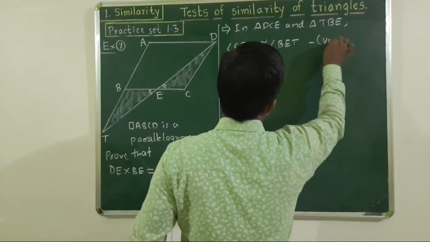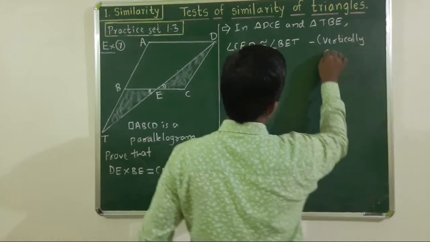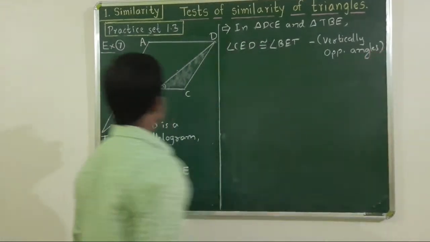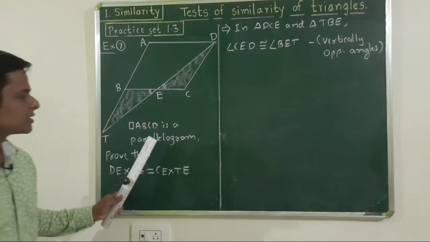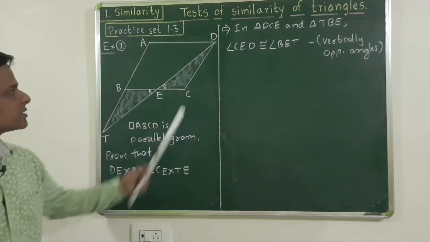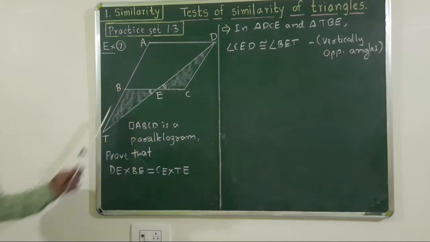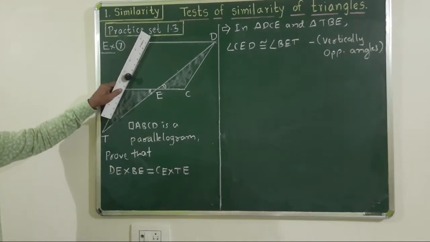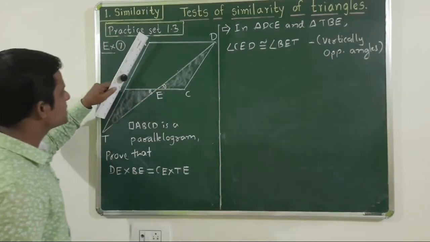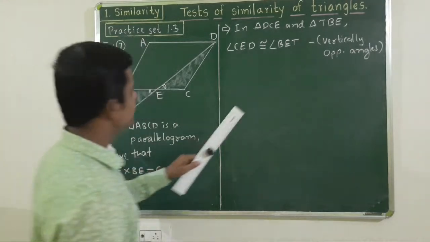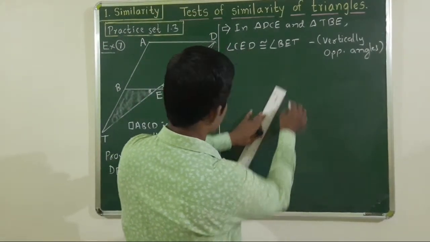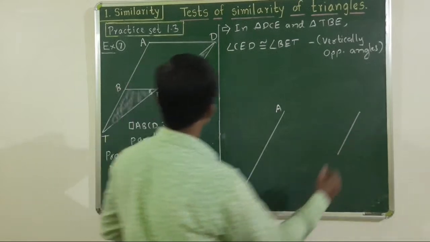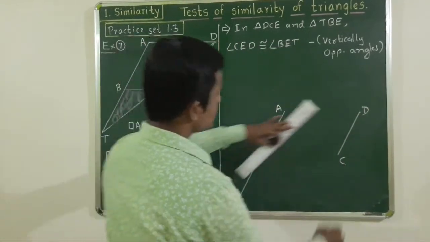Reason will be vertically opposite angles. We want one more pair of angles. For that we will use this word, that is parallelogram, that is AB is parallel to DC. Hence AT will be parallel to DC, since AT is extended part of AB. Now see diagram like this. This is AT and this is DC, and this is a transversal.